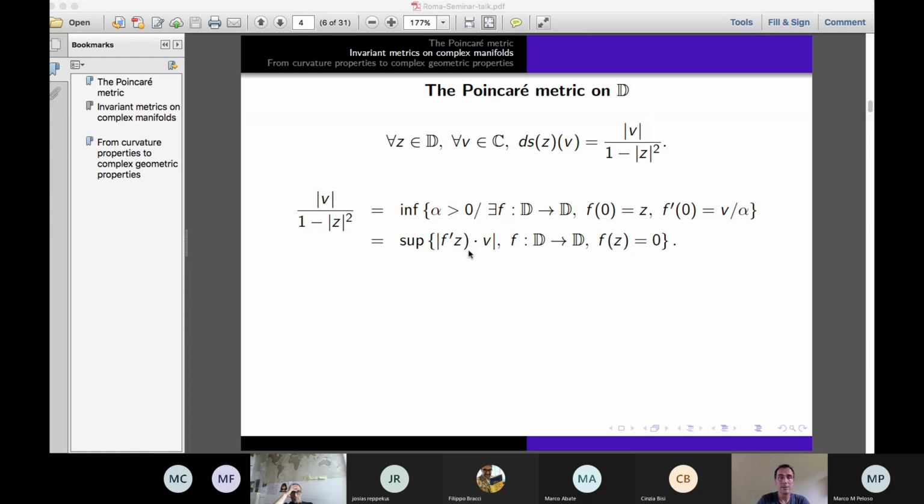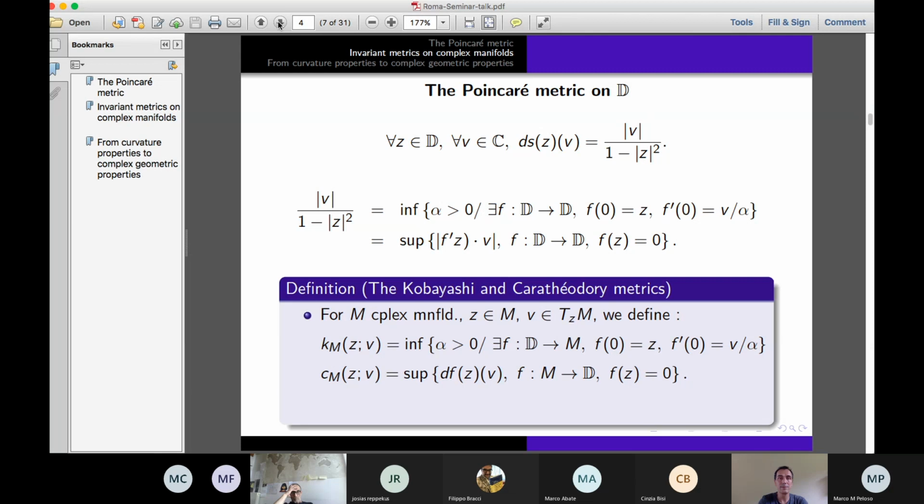On the second one, since we deal with a map that sends z to 0, it means that the starting domain D, the original domain, could be replaced by any complex manifold M. You could consider a map f from a complex manifold M to the unit disk, sending a point z to the origin. And you can consider these two quantities here, and you get exactly what we call the Kobayashi and the Carathéodory metrics.